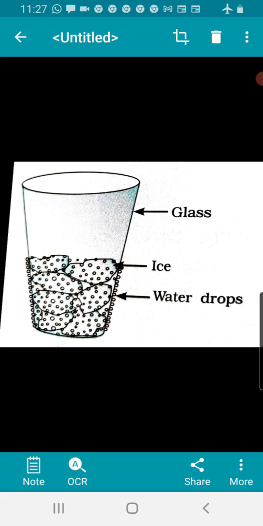This is because the water vapor which is outside the glass condenses and becomes water droplets. So we can say the presence of water vapor in air is important for the water cycle in nature. Now the next one is nitrogen.